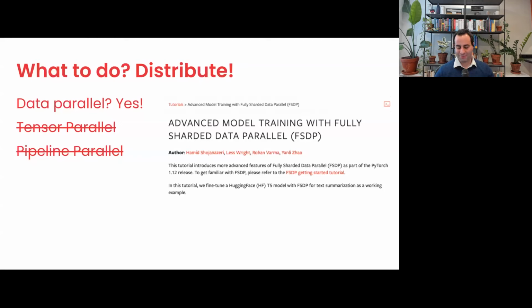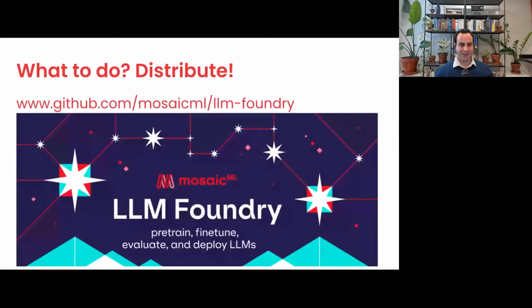But we love FSDP at Mosaic, and it's integrated very deeply into our LLM Foundry. This is our default way of training networks. We'll use FSDP at scale, and that's allowed us to scale up to hundreds of billions of parameters and thousands of GPUs, and hopefully beyond that. So when it comes to distribution, I think that's pretty much everything you need to know about training time, FLOPs, memory, cost, utilization, and then how to actually distribute it.